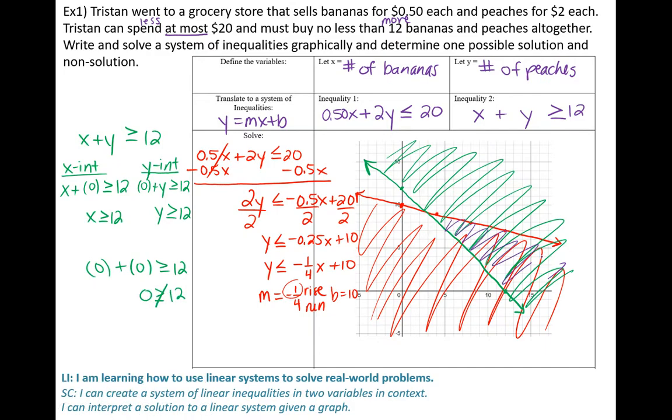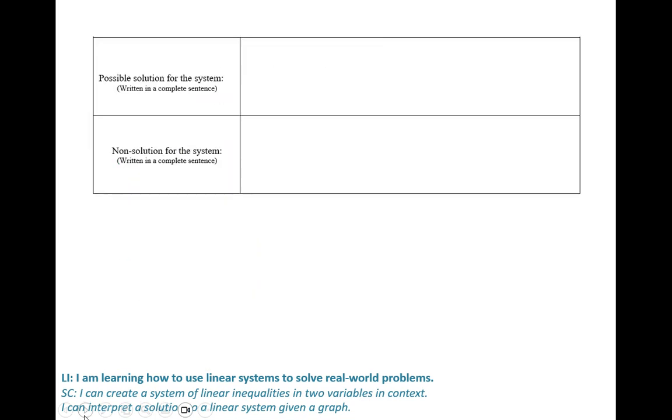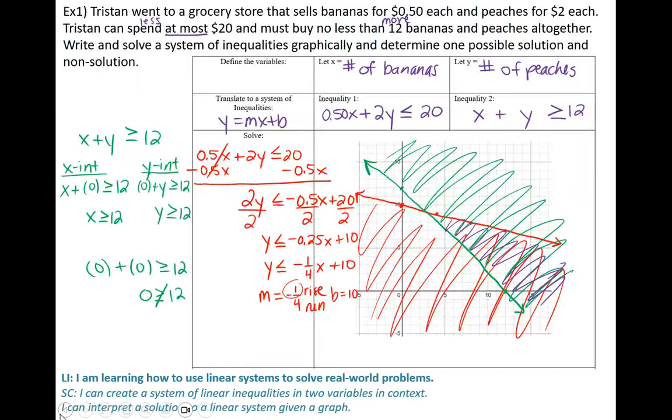For the last part of our work today, we're going to be looking at a point that is a solution and a point that is not. So let's go ahead and check that out. Possible solution for the system, and notice it says written in a complete sentence, and a non-solution. So let's figure those out. Let's go back to our graph. I need a point that is a solution and a point that is not.